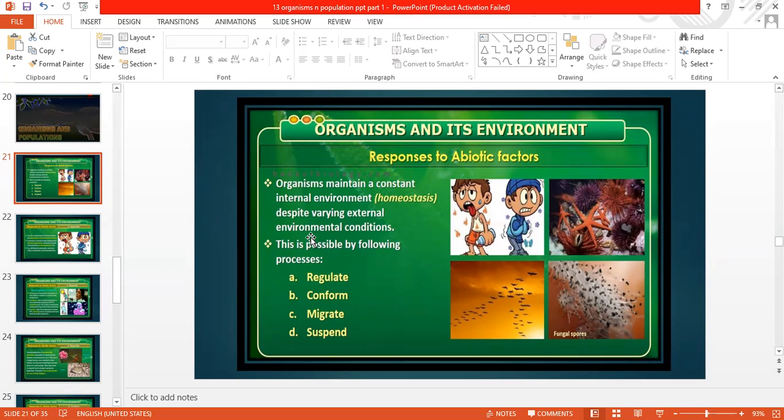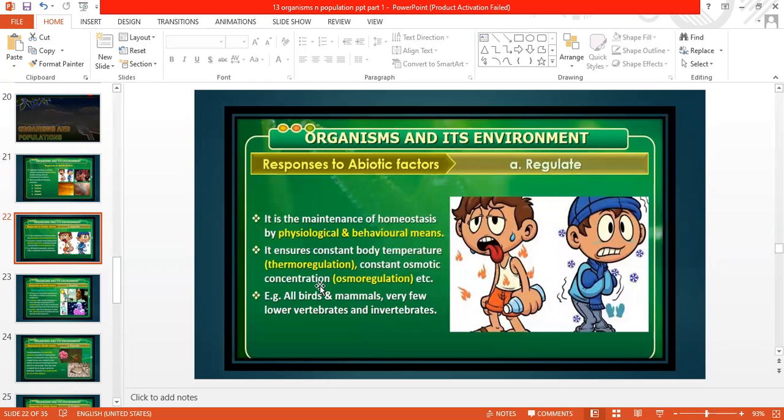Now, how do living organisms cope with the environment? This is possible by the following processes, that is regulate, conform, migrate, and suspend. Now, let us understand each one of them one by one. Now, what is regulate?